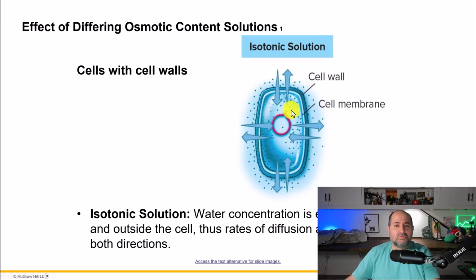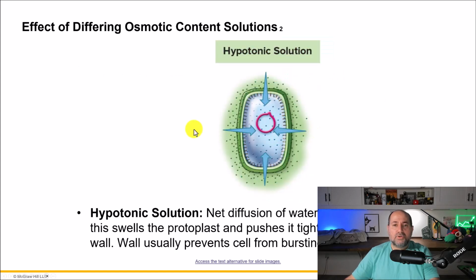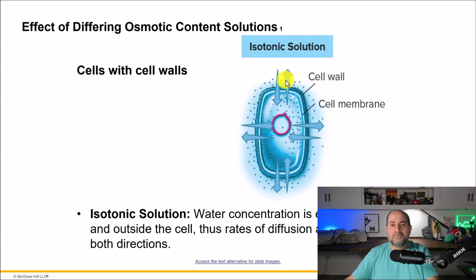However, if I were to place a cell that has a cell wall in a hypotonic solution, a hypotonic environment, this means that it's a high water environment, a low solute environment. The best example is if I place a cell in tap water, right? Just pure or distilled water. That means that there is no solute in the environment. A hypotonic environment is kind of like this.